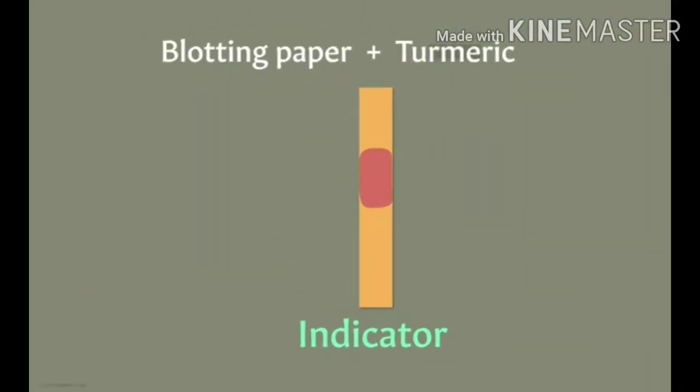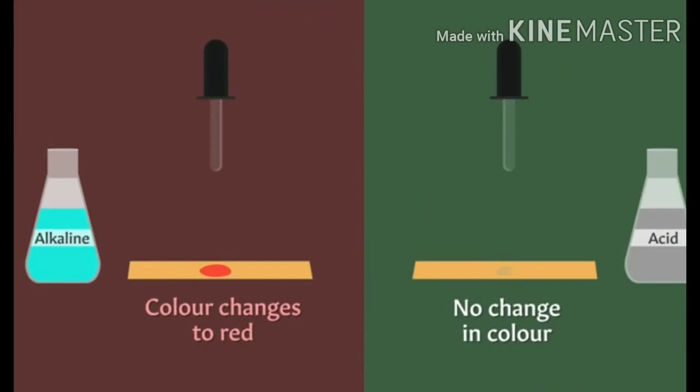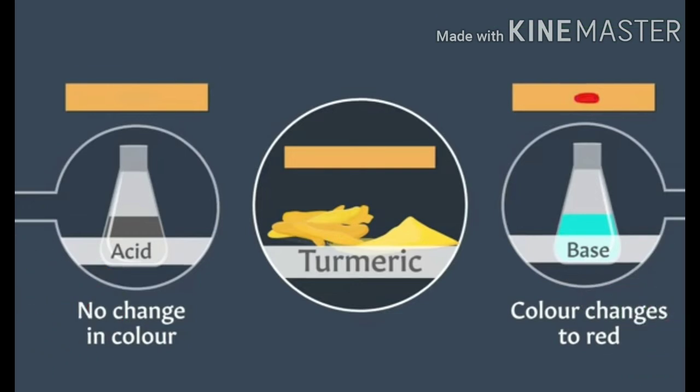Let us start with turmeric, which is a visual indicator. If we drop a basic solution on turmeric paper, we observe that the yellow colored paper turns red. But if the same turmeric paper is treated with an acidic solution, there is no change in the color of turmeric. Thus, by visualizing the color change effect of turmeric paper, we can distinguish between an acid or a base.